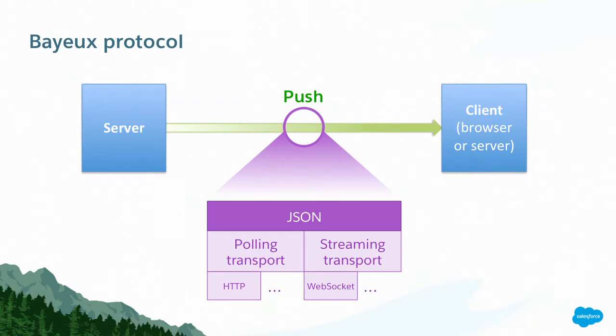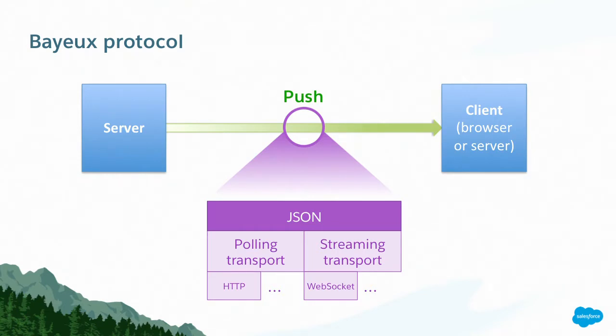And if the WebSocket protocol is not available, it will fall back to the HTTP protocol. What polling means is that we're going to continuously request new messages from the server. So it's something that doesn't scale as well. It's not as performant as streaming. So this is the background behind the technical implementation of the Bayeux protocol.